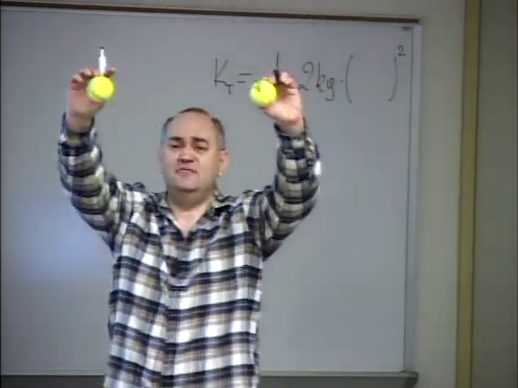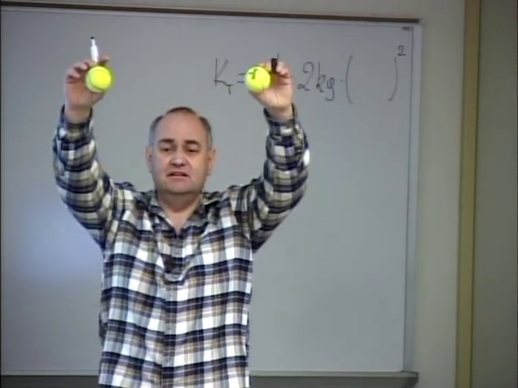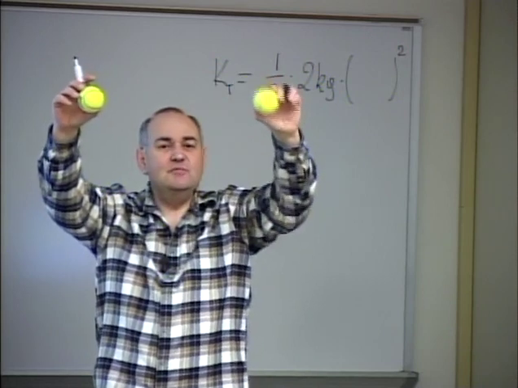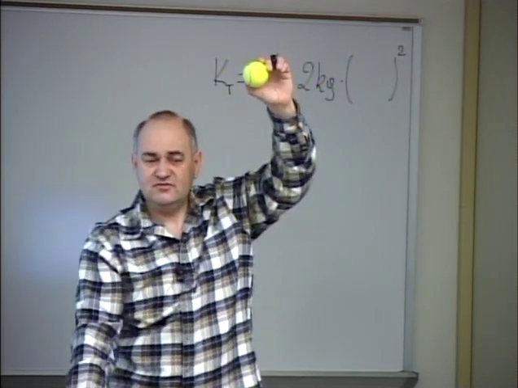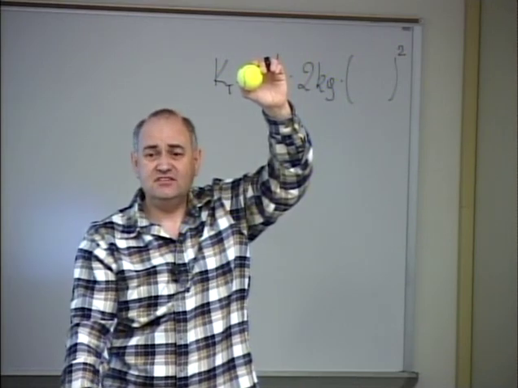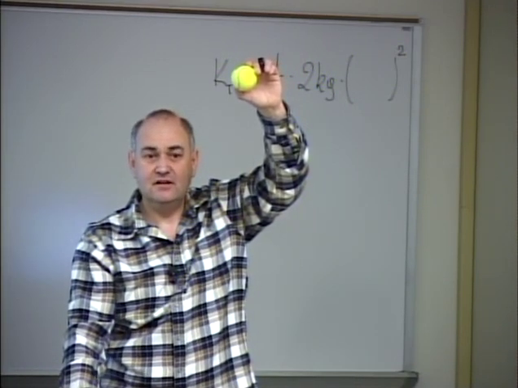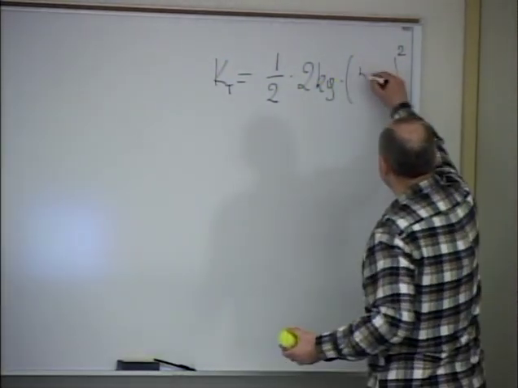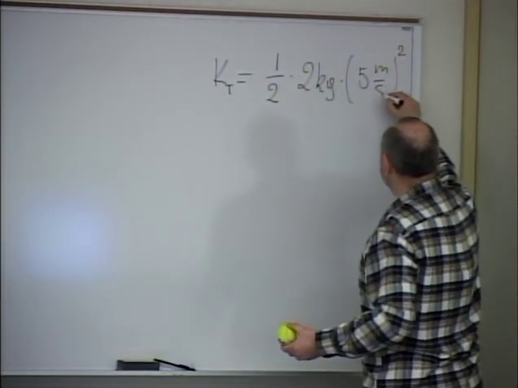Now where is the center of mass if these 2 balls are identical? Right between them, right? So if one ball doesn't move, the other ball moves 10 meters per second, how fast does the center of mass move? 5 meters per second. So over here we would need to put 5 meters per second.